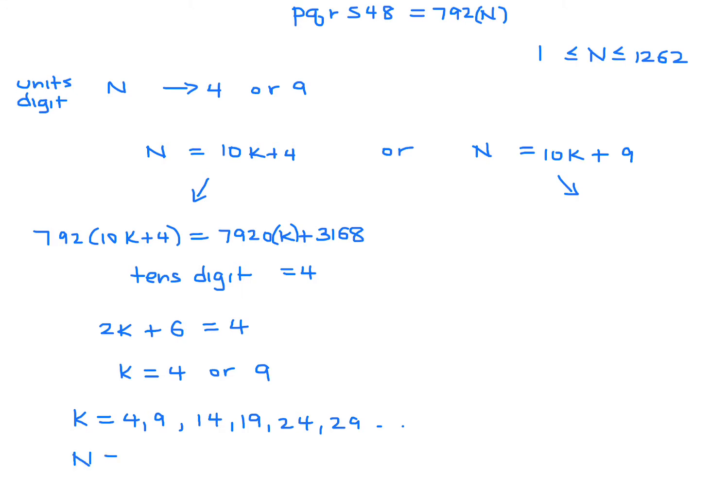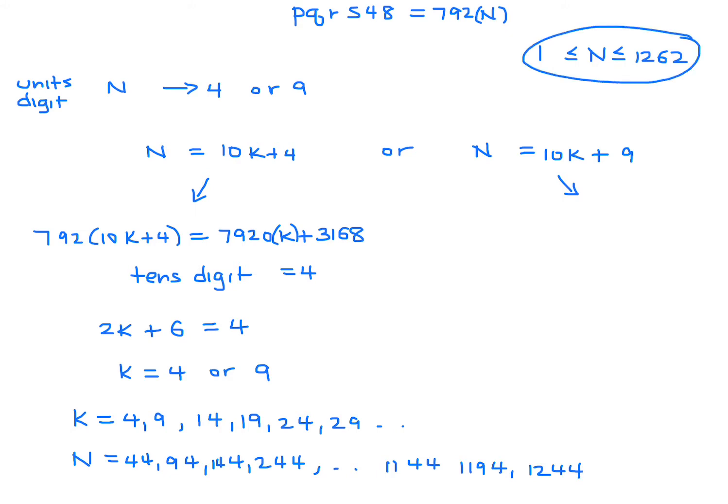And therefore n, since n is 10k plus 4, and if you put these values of k into this formula, you'll get the following: 44, 94, 144, 244, and so on, all the way until the very end, 1144, 1194, and then 1244. And we stop there because remember, n is less than 1262.